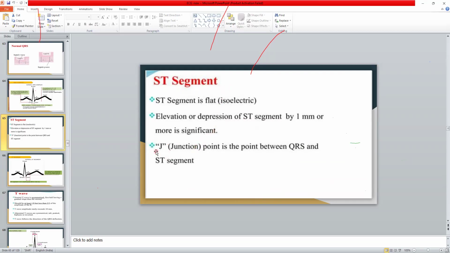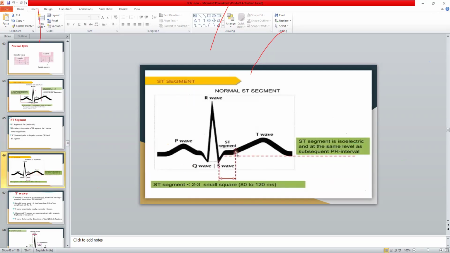It starts from the J point, that is the junction point, to the start of the T wave. We all know that the T wave is the right and the left ventricular repolarization. So this ST segment is the plateau phase of the ventricular repolarization.